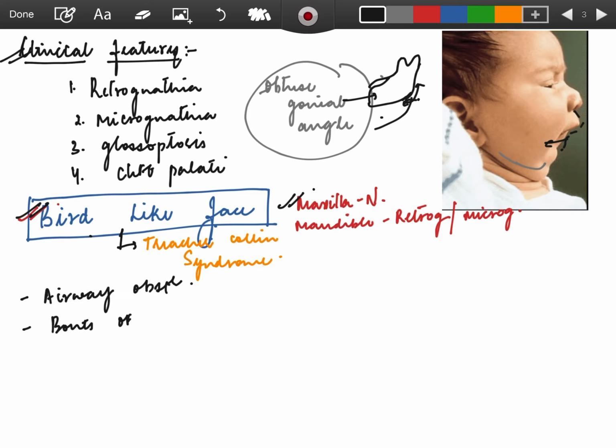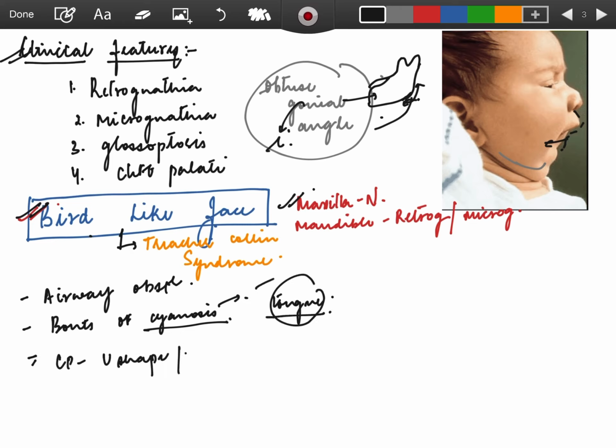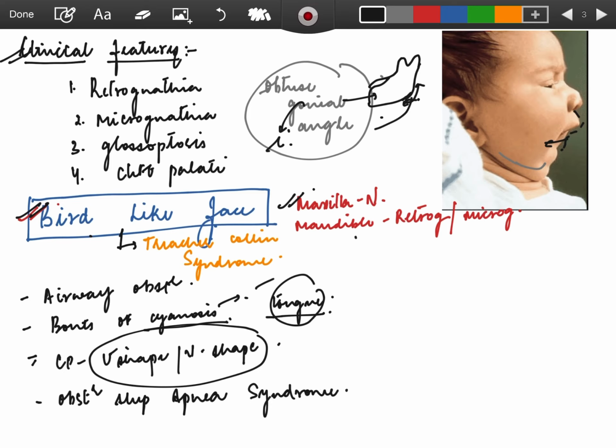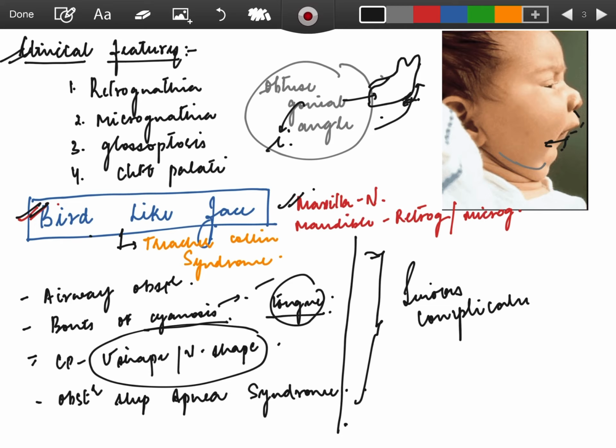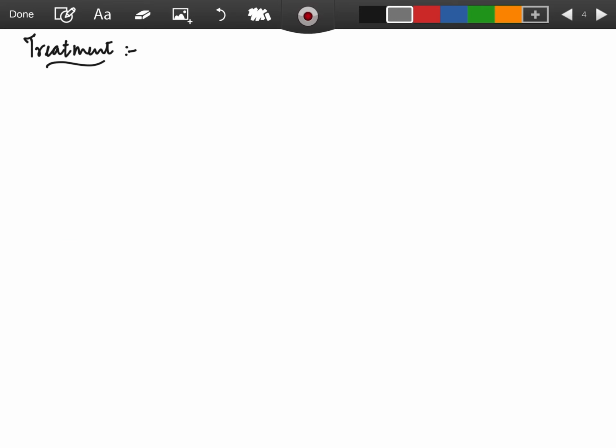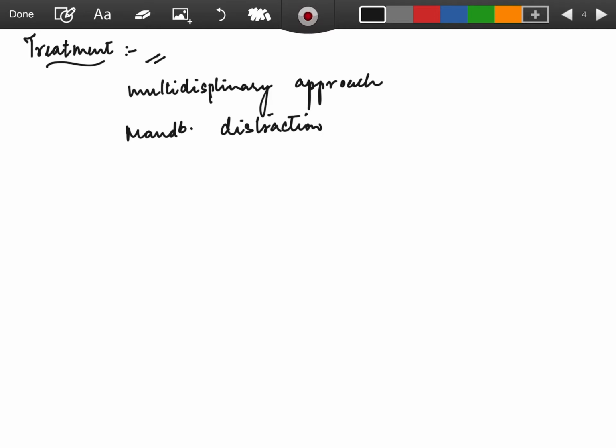So other features are the airway obstruction due to the drooping of the tongue backwards, bouts of cyanosis, because the tongue can lead to the airway obstruction. The cleft palate becomes a U shape or V shape, and there can occur obstructive sleep apnea syndrome due to the tongue. So these are some serious complications of the Pierre Robin syndrome. So bird-like face is a characteristic feature. For treatment, we go for a multidisciplinary approach, and mostly we do the mandibular distraction. Thank you.